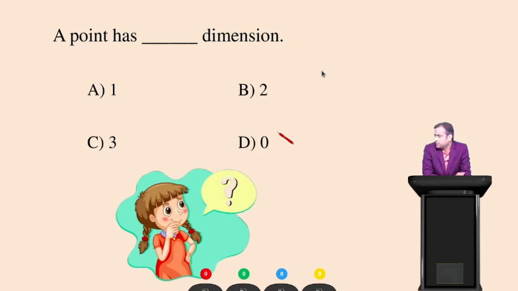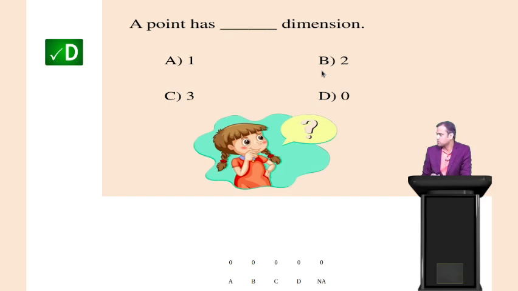Okay, and your time is over. I think you all guessed the correct answer. It is D. A point has no or 0 dimension. So the correct answer is D.